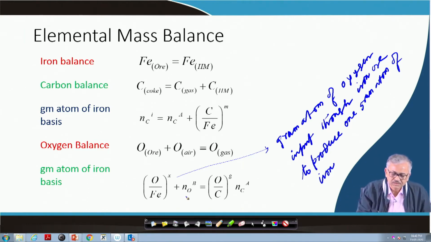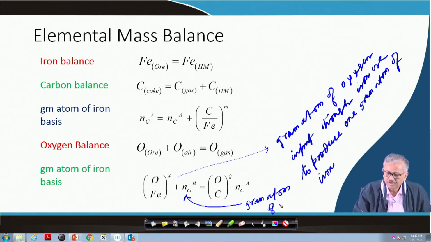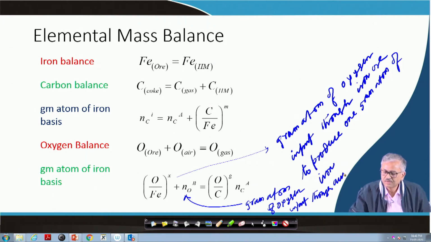Similarly, this term gives the gram atom of oxygen input through air blast. I should have written it as air blast.